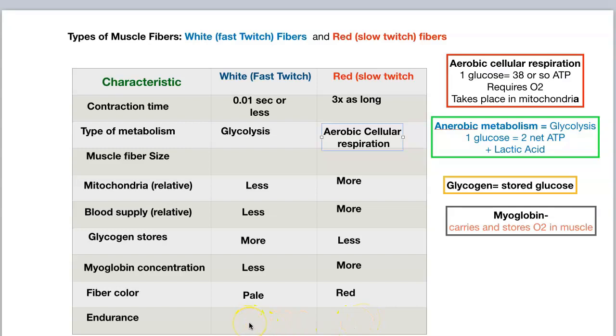These white fast twitch muscle fibers, if you are doing a 100-meter run in less than 10 seconds, those are white fast twitch muscle fibers. These white fast twitch muscle fibers are explosive. They go so fast, but they are going to fatigue easily. If you are a sprinter, after you get to 400 meters, you're going to start cramping up. Your white fast twitch muscle fibers are going to give out.